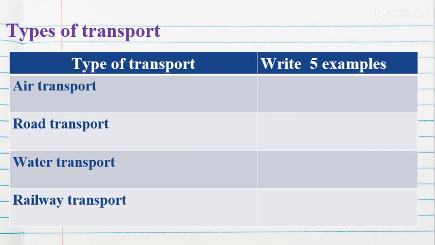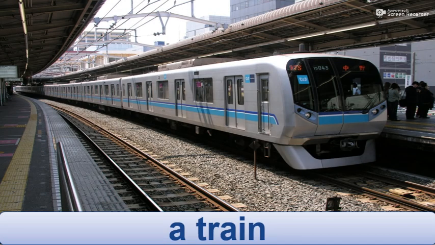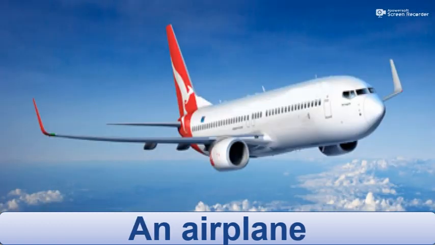Okay, let's do types of transport, students. You know, air transport, road transport, water transport, railway transport. You have to write 5 examples. Alright, okay, just practice. A train, okay, railway transport. An airplane, what? Air transport.